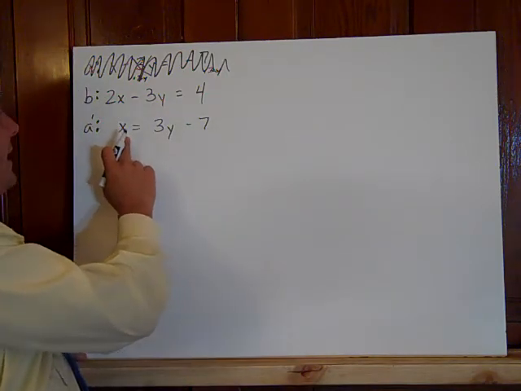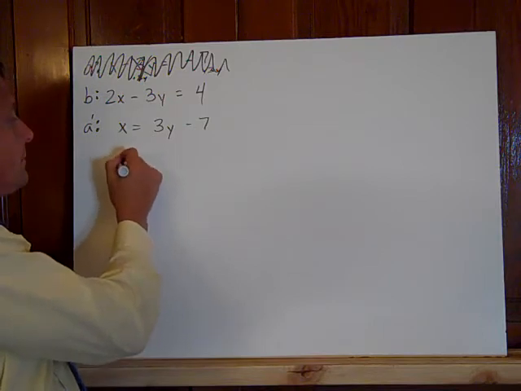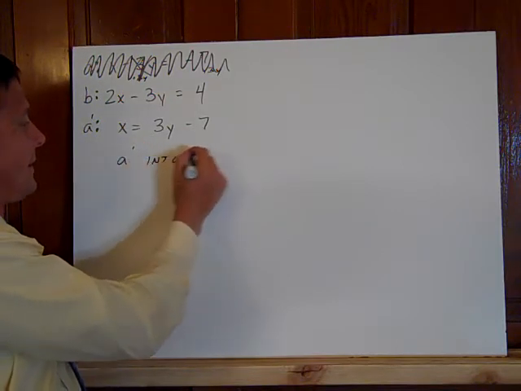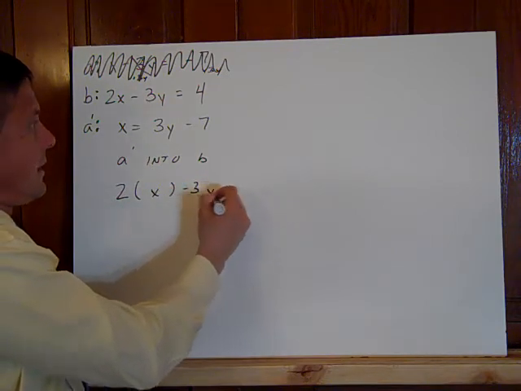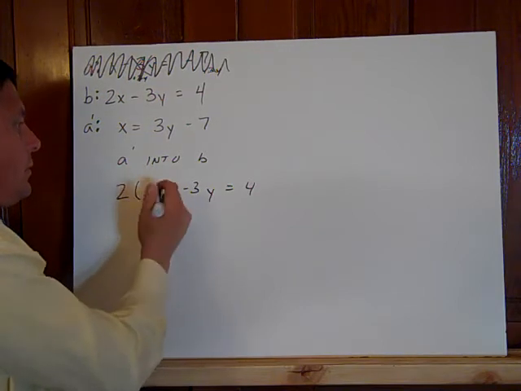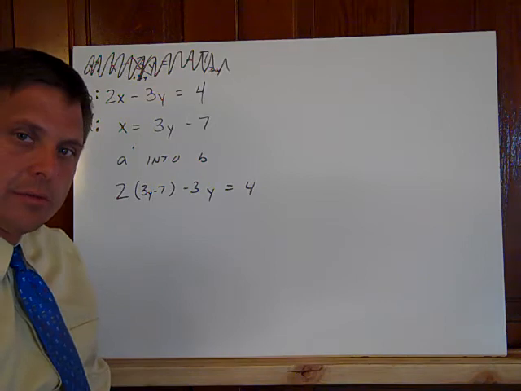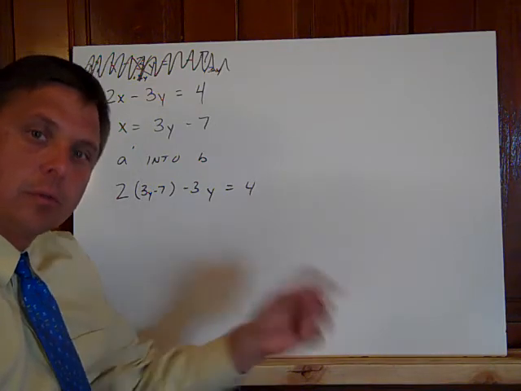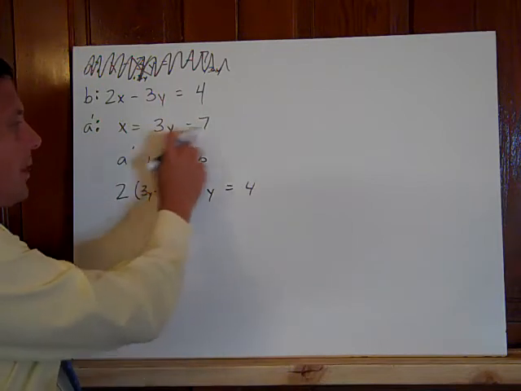But now I can say, hey, I got A prime, because it has a variable, into B. And I had 2 times x minus 3y equals 4. But now x is equivalent to what? Well, it's equivalent to 3y minus 7. I can always replace an equivalency. 4 is 2 plus 2. 4 is 3 plus 1. I can replace those. They're the same. X is 3y minus 7 this time.